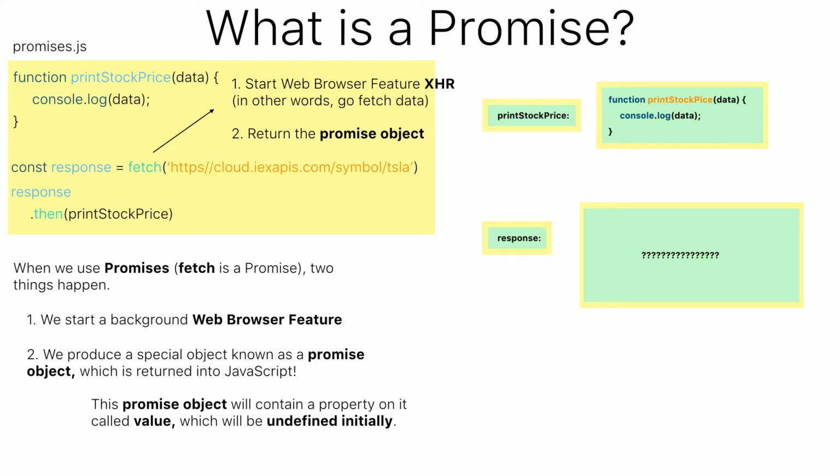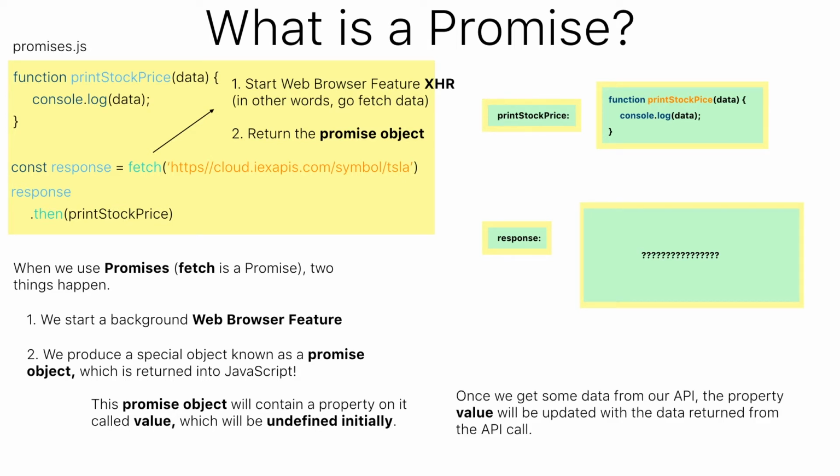And so the promise object will contain a property on it called value, which will be undefined initially. Once we get back some data from our API, the property value will be updated with the data returned from the API call. And so let's go ahead and update our response variable to hold this promise object with the property value and set it to undefined.